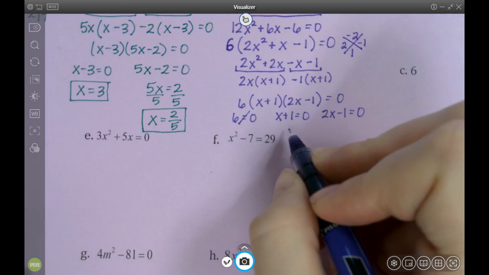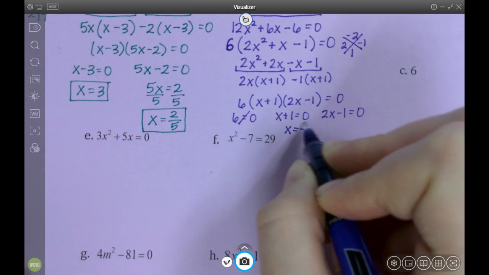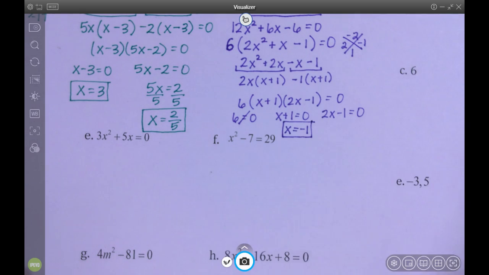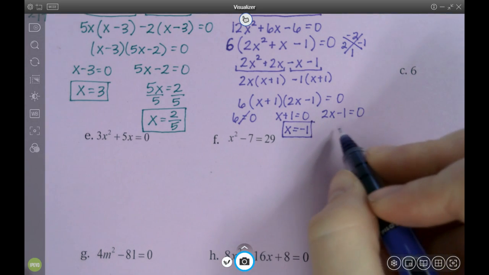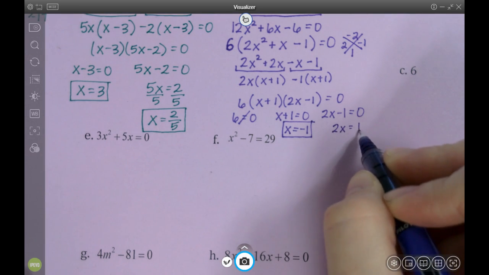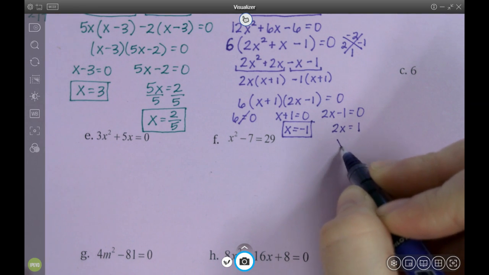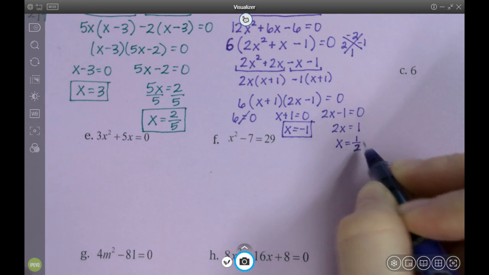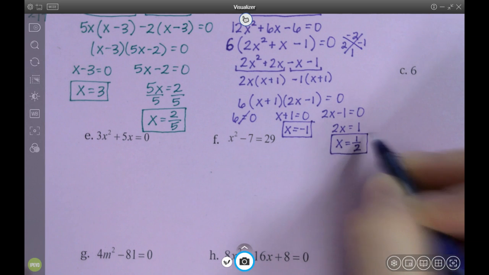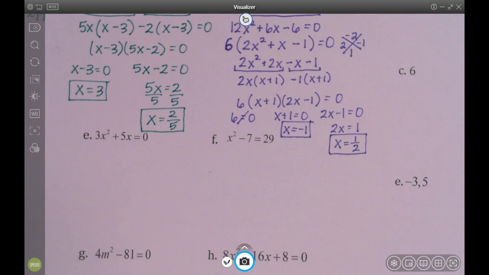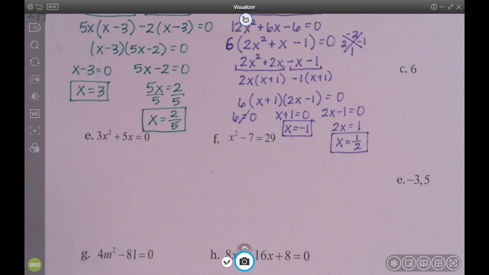When you solve the middle one, you're going to get x equals negative 1. And then 2x minus 1 equals 0. You would add 1 first. 2x equals 1. Divide by 2. And x is 1/2. What? Yes. Yes.